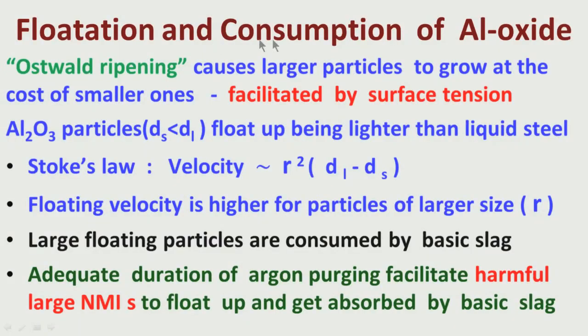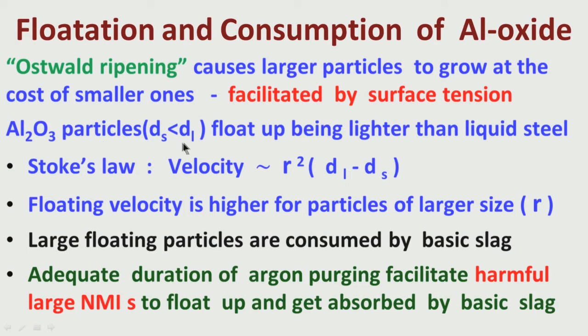So, let us talk about the flotation and consumption of this aluminum oxide at the level of the basic slag. Now, I have told you these alumina inclusions are forming fast. Now, they are trying to combine with each other. Why? It is called Ostwald ripening. This causes larger particles to grow at the cost of smaller ones, because smaller ones have more surface area compared to the bigger ones. So, if the smaller ones combine to become a larger one, the surface area decreases. That means, from the energy point of view, this is favored. So, smaller particles will combine and bigger particles will form.